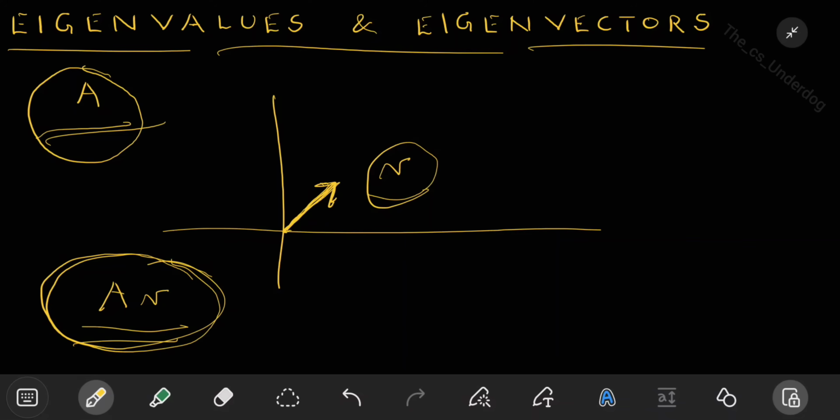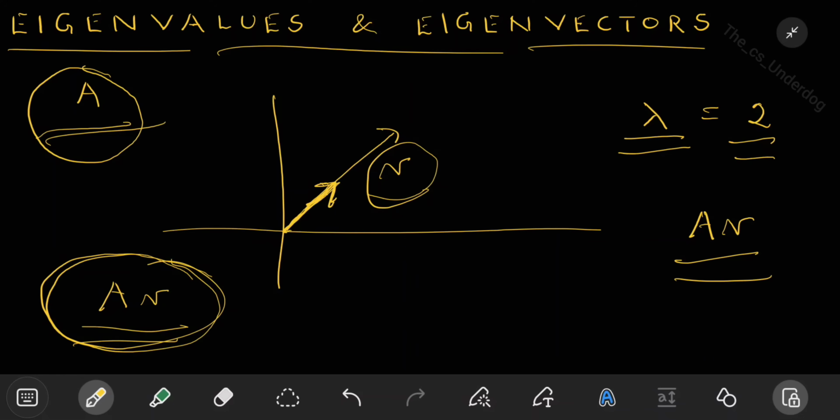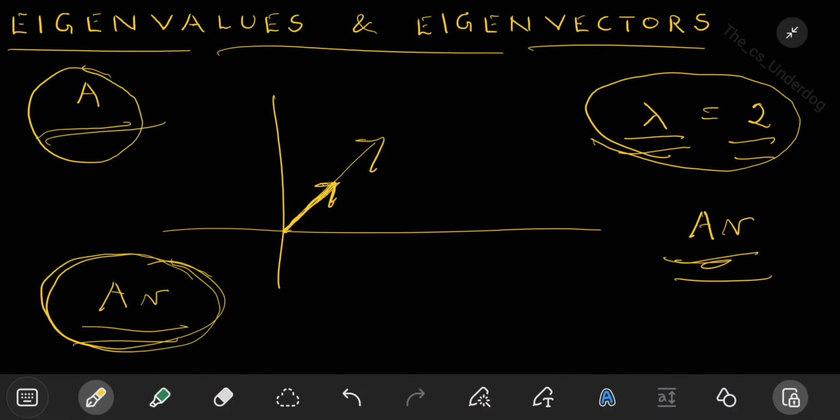What is an eigenvalue? The amount by which this eigenvector enlarges or shrinks is represented by the eigenvalue. You normally call the eigenvalue lambda. So what does this lambda represent? If the value of lambda is 2, that means your vector doubled in size. When you multiplied your vector with the matrix A, the vector doubled in size. Initially it was this; when you multiplied with A, it became doubled. That is what it means if your eigenvalue is 2.